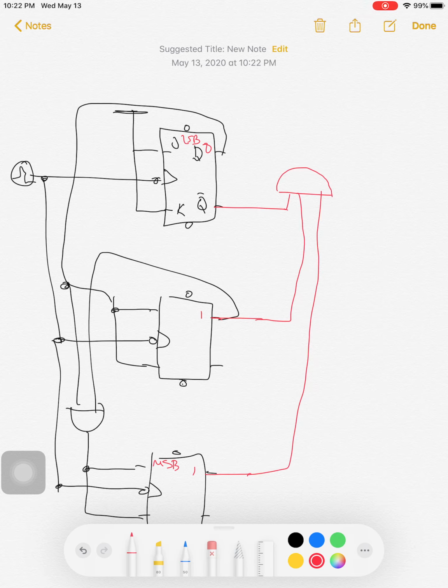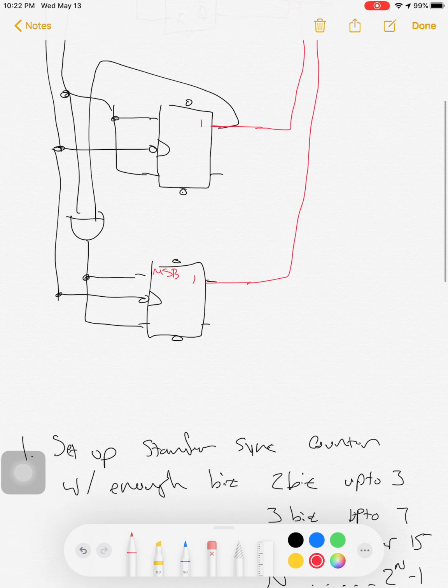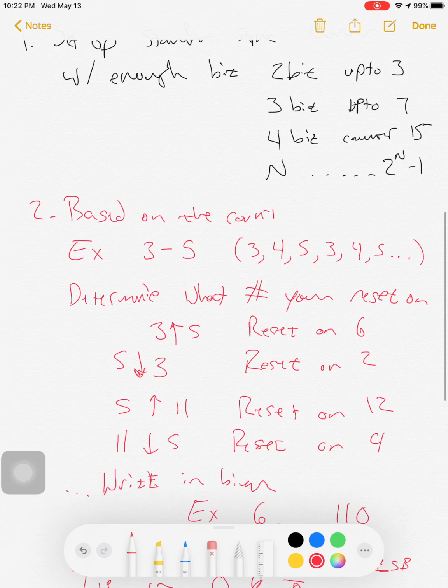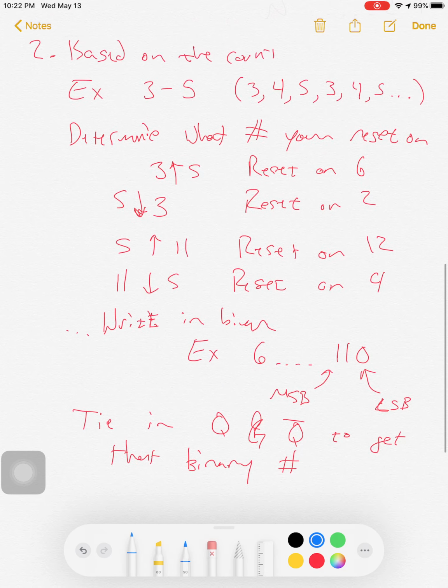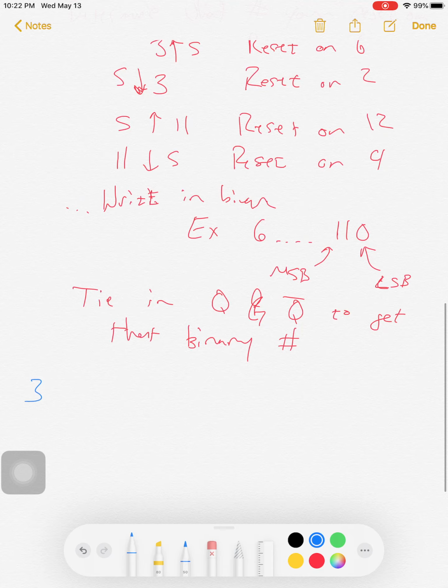Now here's the thing though, we're eventually going to use this to connect to our presets and clears, and our presets and clears are actually activated by a low signal, by a 0. So we're not going to AND them together, we're going to NAND them together. All right, so that's our second step. We've looked at the count, we've figured out our reset number, and we've tied those into our Qs and Q naughts.